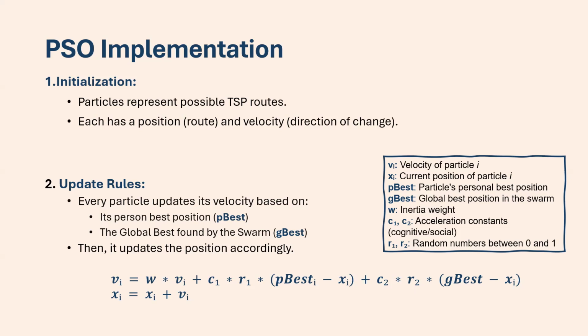After computing the new velocity, the particle position is updated. Basically, the route gets modified slightly in a better direction. The key definitions are these: vi is the velocity of the particle, xi is the current position, w, c1, c2 are the weights and acceleration constants, and r1, r2 are random values between 0 and 1. So overall, PSO balances between exploring new paths and exploiting known good ones, leading the swarm to converge towards the best possible route over time. Next slide.